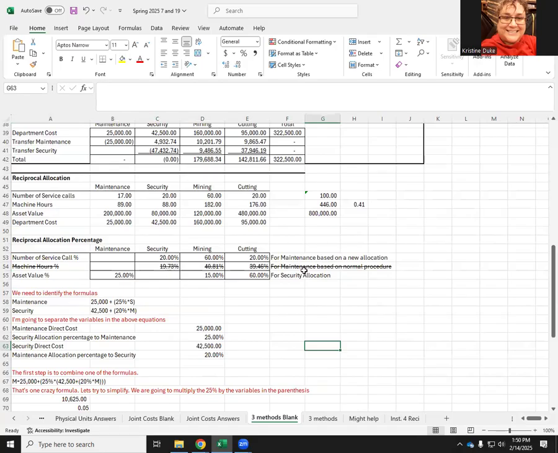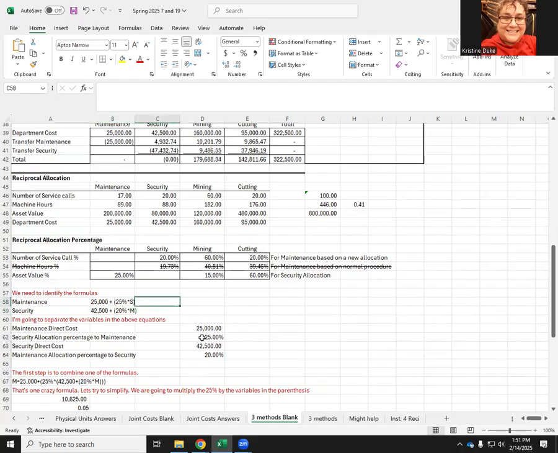Okay. So these are the ones we're going to use. Now, first things first, we need to identify the formulas. Here's the cost. Maintenance. In order to figure out our maintenance, we need 25,000 plus, according to this, 25% of our security. Well, we don't know what security is. For security, we need 42,500 plus 20% of maintenance. So in order to allocate these, we need to figure out how much of maintenance goes to security and how much of security goes to maintenance.